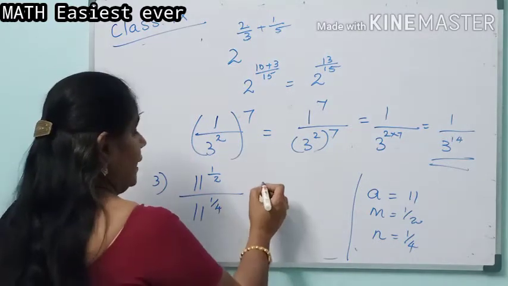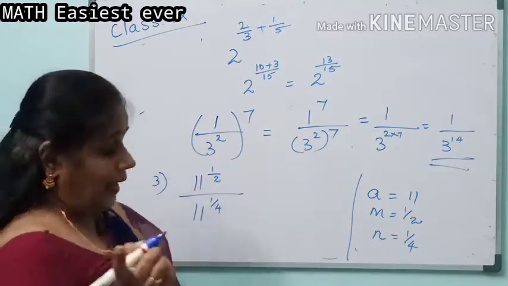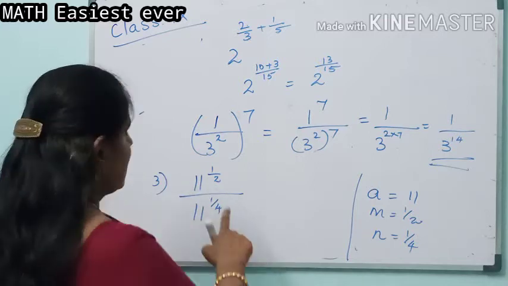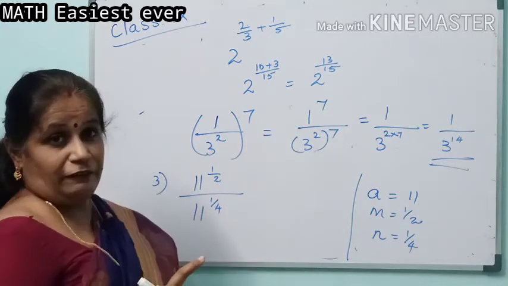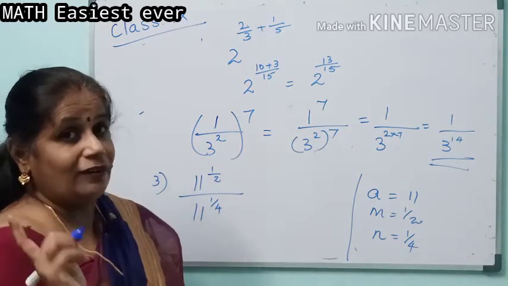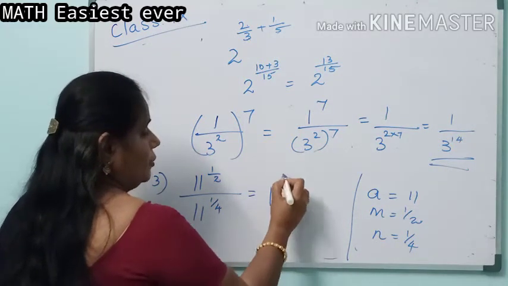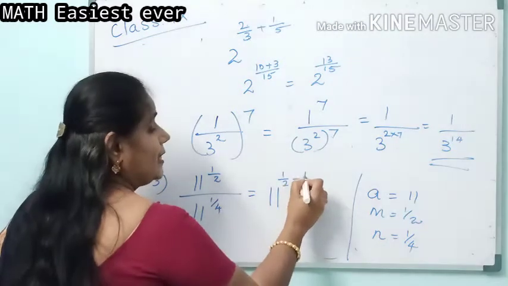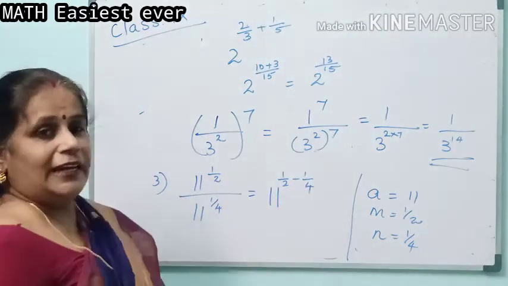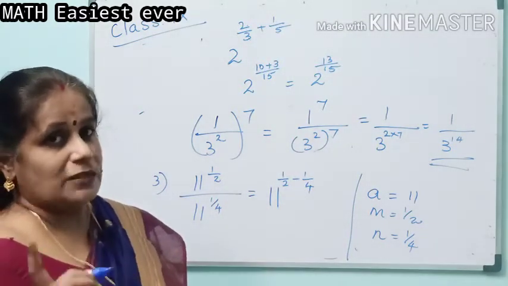That is a raised to m minus n. Here m is greater than n, because this is half and this is 1 by 4, and 1 by 2 is greater than 1 by 4. So you will use the law: 11 raised to m minus n. Okay, 11 raised to 1 by 2 minus 1 by 4.